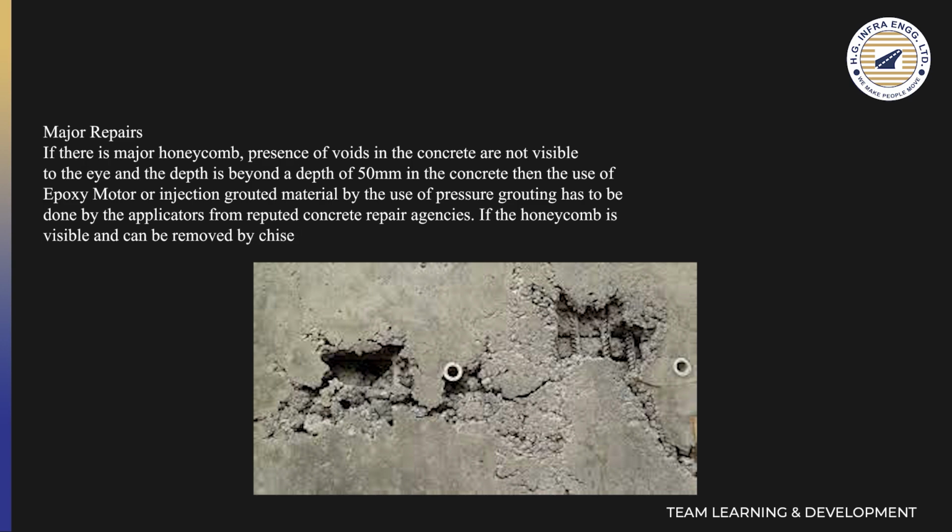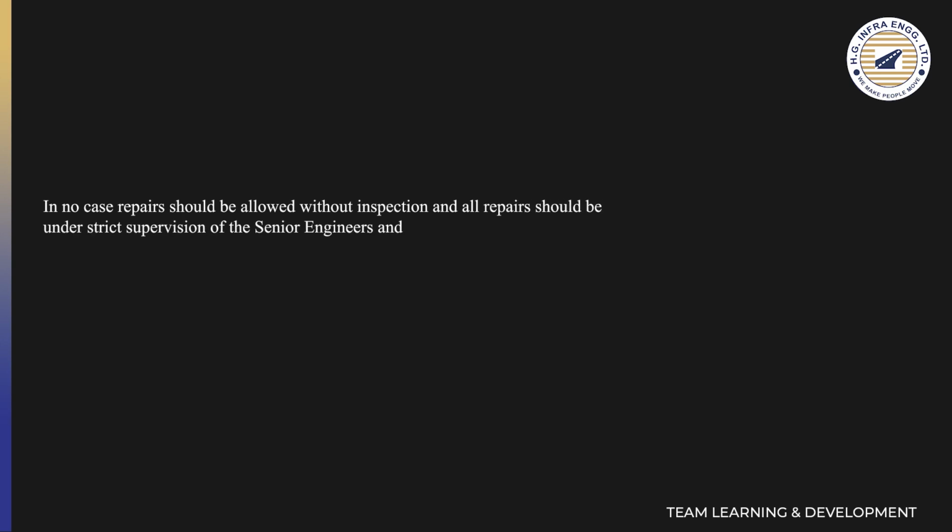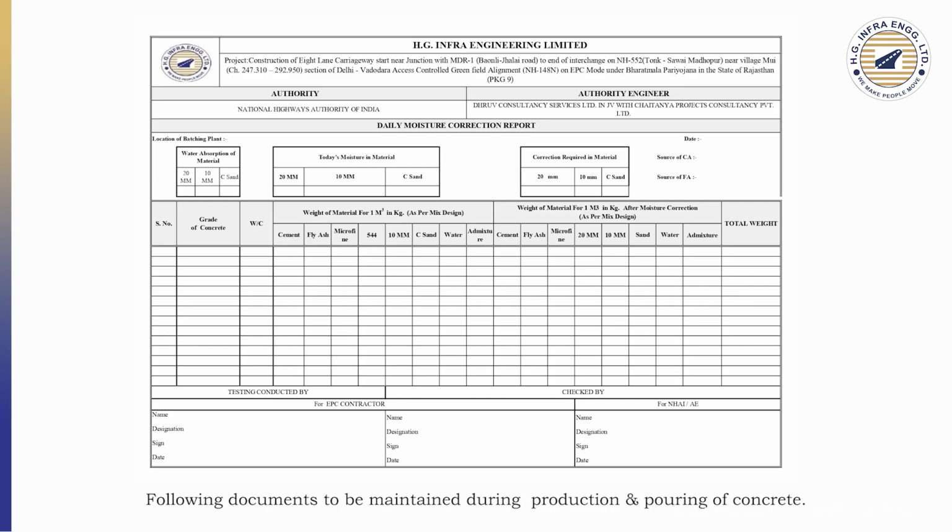If the honeycomb is visible and can be removed by chisel, then the repairs can be done by mortar made with GP2 in 2 layers. This has to be used after removal of all loose concrete. Second, in no case should repair be allowed without inspection and all repairs should be under strict supervision of senior engineers and as per the approved method statements.